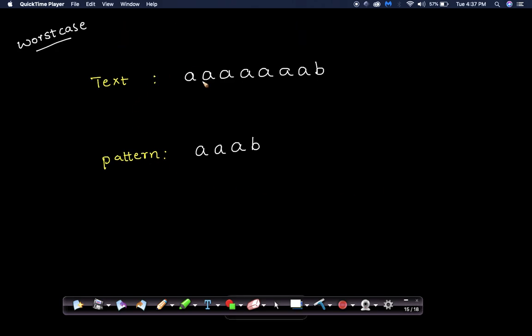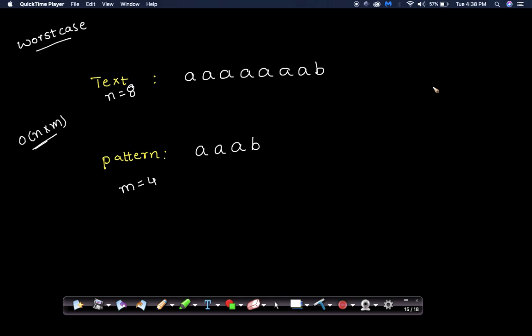Let's take this worst case. Let's take another example so that we can understand why it's order of n into m. Suppose this is my given text and this is my pattern. How many characters are present in this pattern? That is 4 characters. And in the text, how many characters? That is n equal to 8.